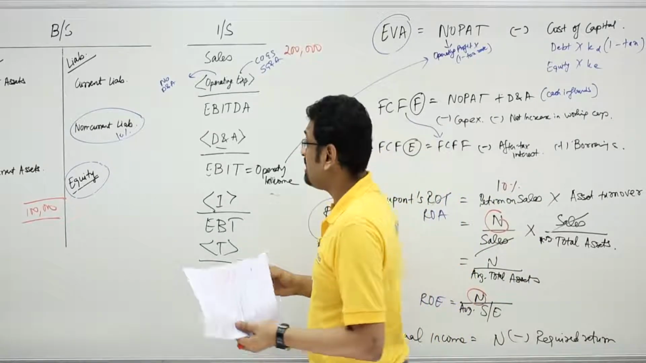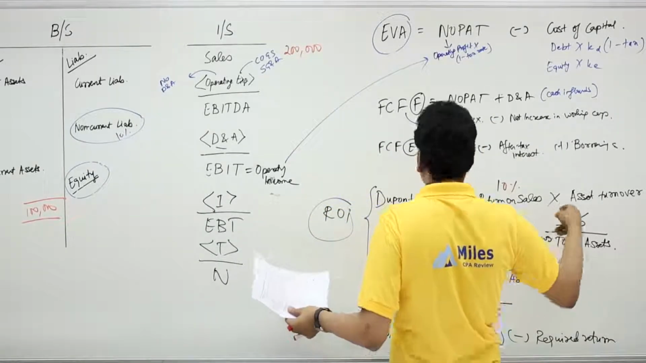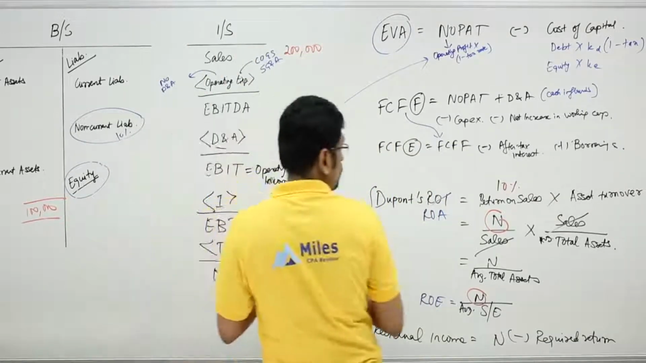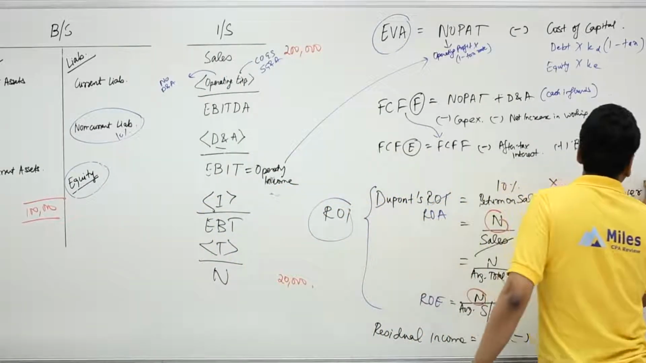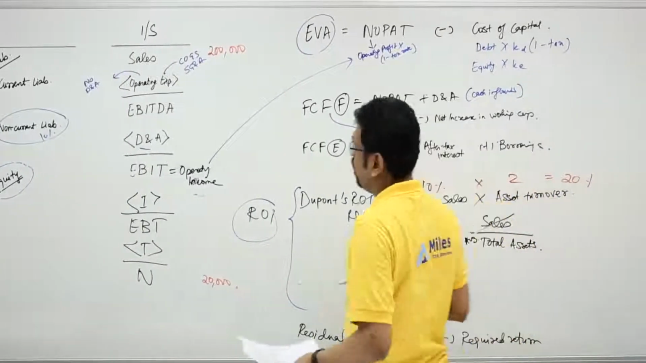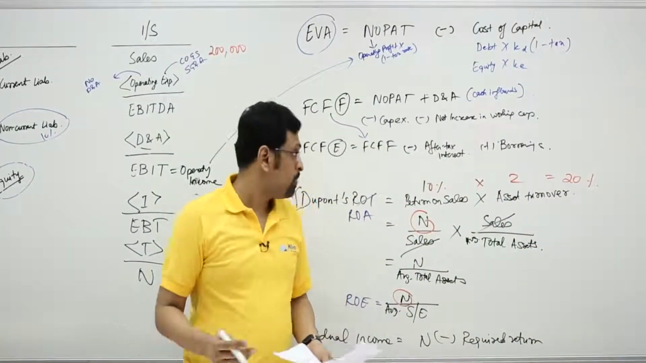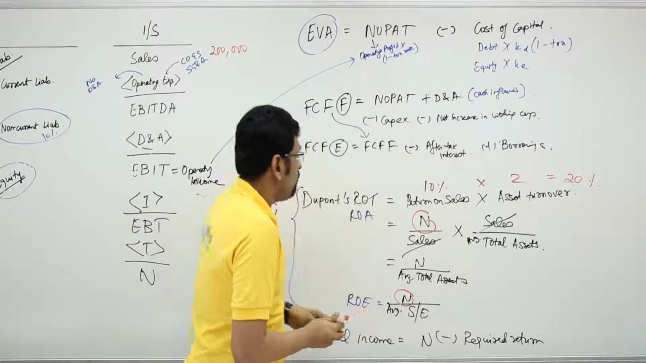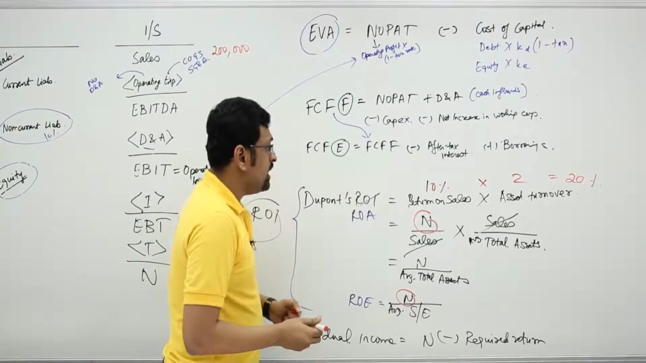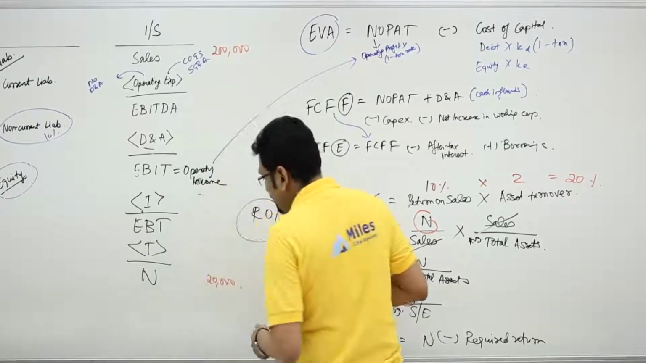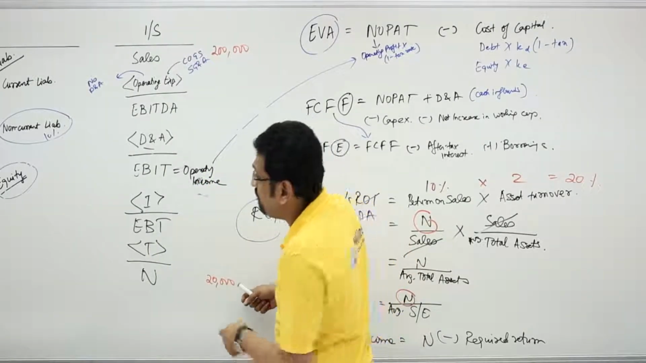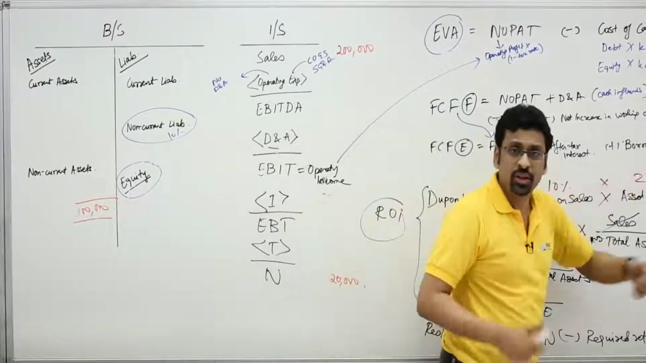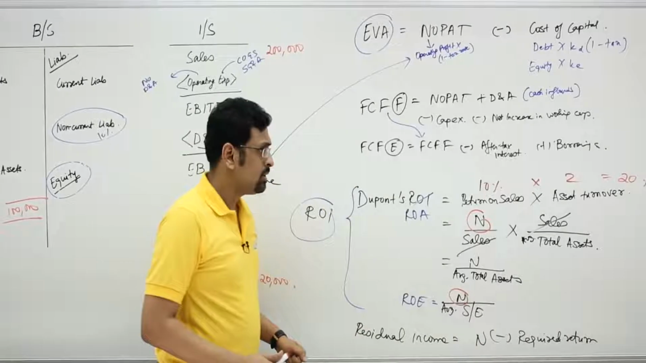What's asset turnover? That's sales by total assets. Sales $200,000 divided by $100,000 gives us 2. So 10% times 2 gives us 20% return on assets or return on investment here. Now, if you look at net income divided by average total assets, you have net income $20,000, average total assets $100,000. 20 by 100, that's again 20%. So we're good to go with this.